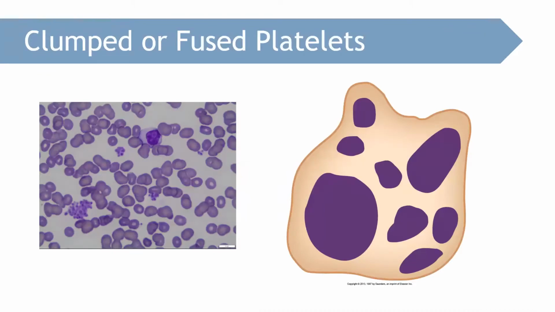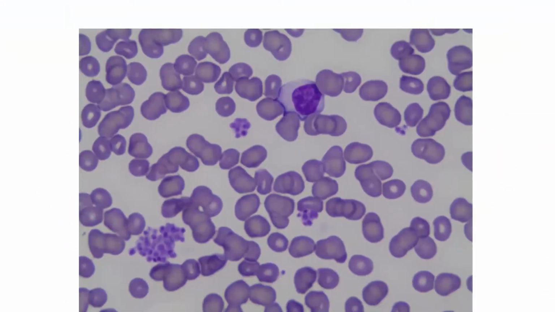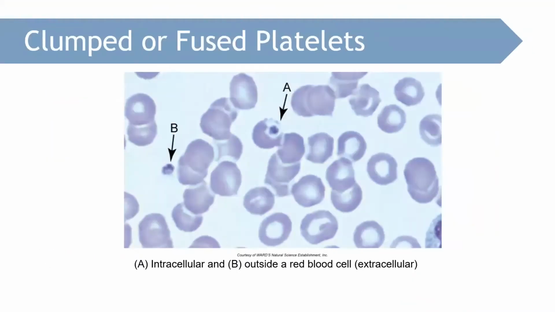Fused or clumped platelets may often resemble malarial parasites, like this one. But that is not a malarial parasite. Like this one: this B is outside the red cell, and this A is intracellular. If it were malaria, it should be inside the red cell itself.